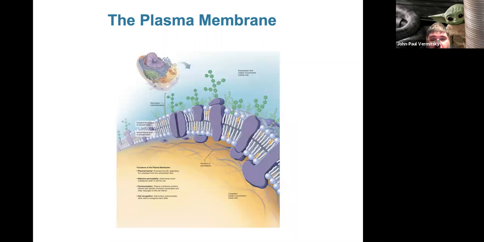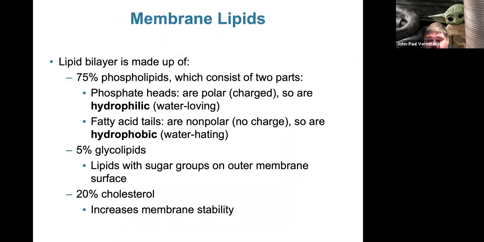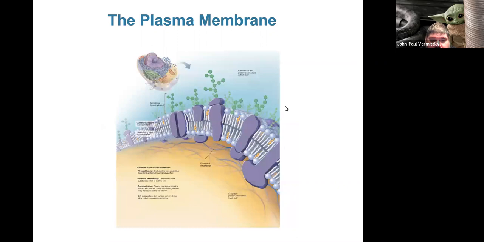So for example, looking at the functions of plasma membrane proteins, functions of the plasma membrane, it acts as a physical barrier. It's selectively permeable. What that means is it can restrict what can and cannot enter or exit the plasma membrane. It's involved in communication with the outside world, as well as cell recognition.